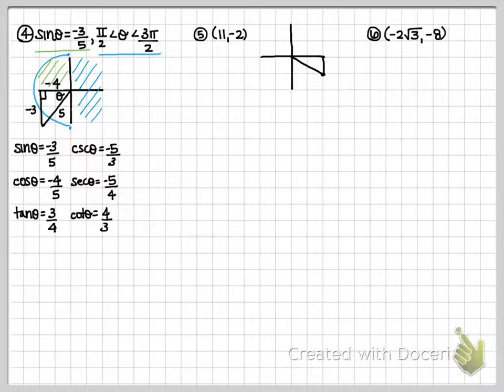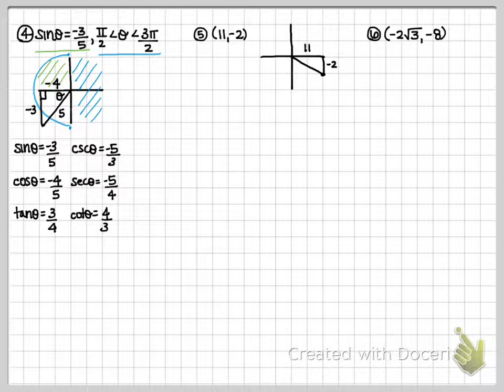So if I make a triangle out of this, I'm just going to go ahead and plug in the values where they belong. I went 11 to the right, so that's 11. And I went 2 down, which means that's negative 2. Now it looks exactly like the previous question, although the restriction wasn't given to you because based off of the point, you knew exactly where you needed to put it.